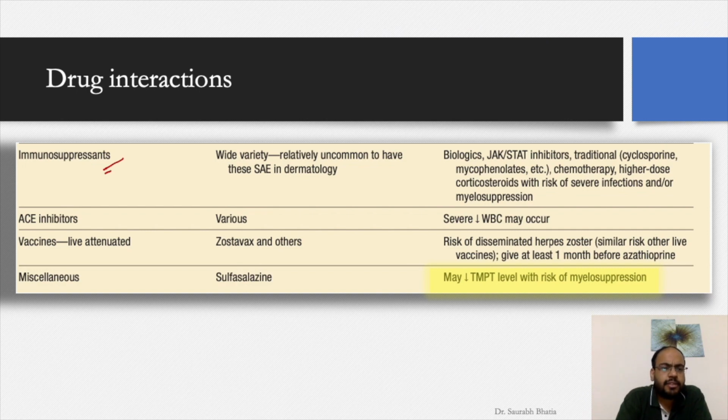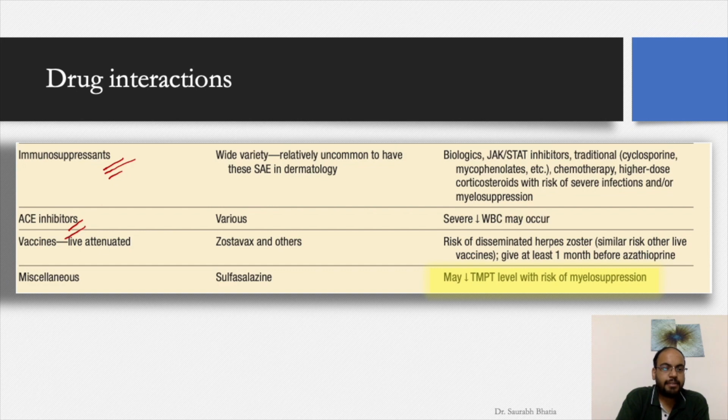Now, all sorts of immunosuppressants, if they're used with azathioprine, may lead to increased myelosuppression, increased immunosuppression, increased chances of lymphomas, increased chances of infections. So we need to keep that in mind, that you are not using multiple immunosuppressants in one patient.